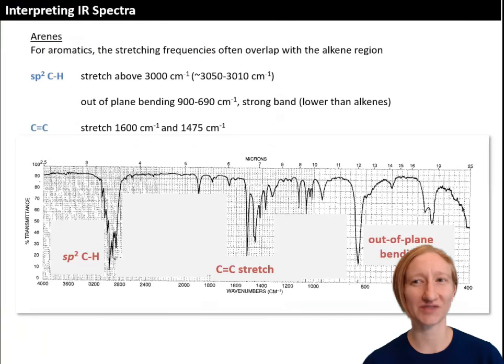Arenes have stretching frequencies that for the most part overlap with those of alkenes, because arenes are essentially made up of alkenes. So the carbon-hydrogen stretch and the carbon-carbon double bond stretches don't look that different from those of an alkene. The most characteristic stretch for an arene is what we call an out-of-plane bending. This is where the hydrogens of the arene bend or wag out of the plane of the molecule. This vibrational mode absorbs between about 700 and 900 wave numbers on the right-hand side of the spectrum, in what's often called the fingerprint region.